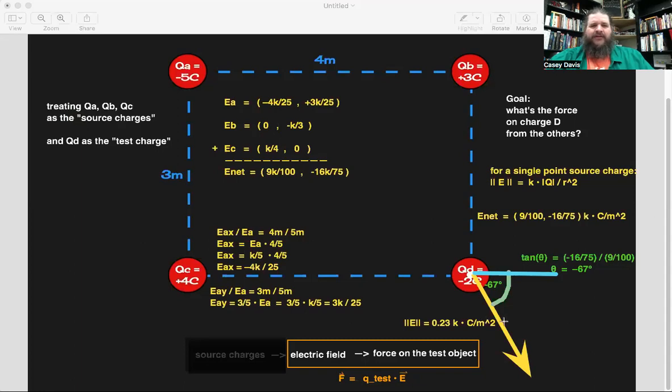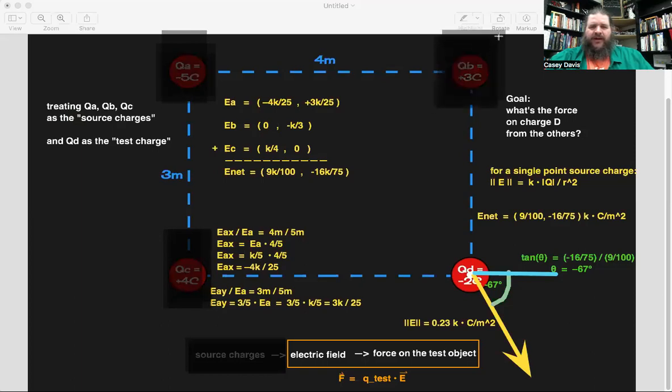Now that we know the electric field caused by charges A, B, and C, we can now ignore charges A, B, and C entirely. We no longer need to worry about those. Everything we need to know about those is summed up by the electric field they cause. So we can just say whatever those charges were, it doesn't matter. What matters is they create an electric field with this magnitude and this direction. Now that we know the electric field, we can just multiply that total electric field by charge D, the test charge, and that'll tell us the force acting on charge D.